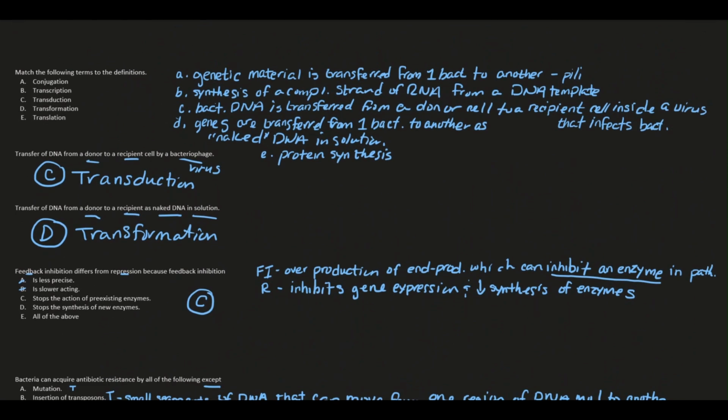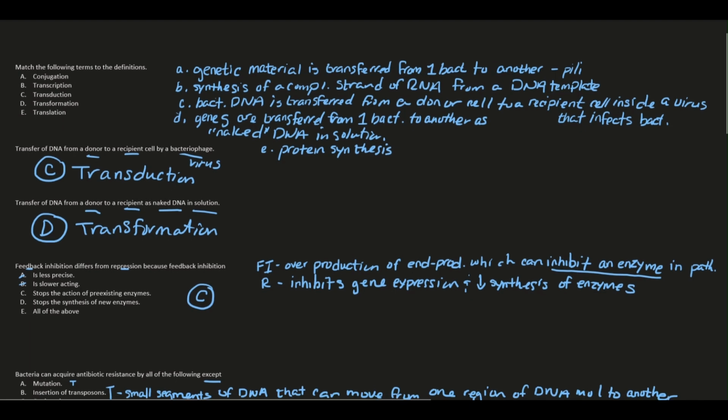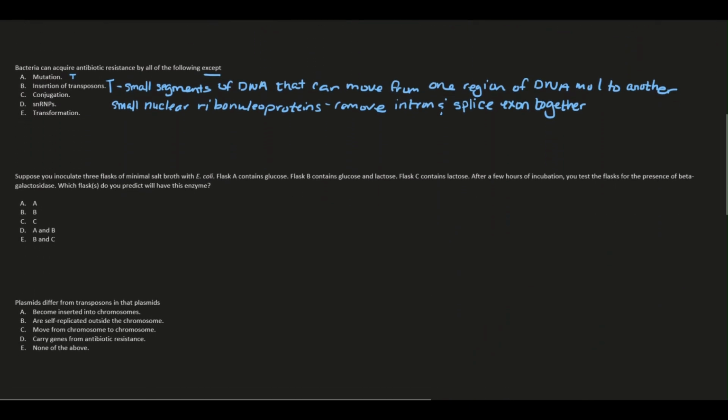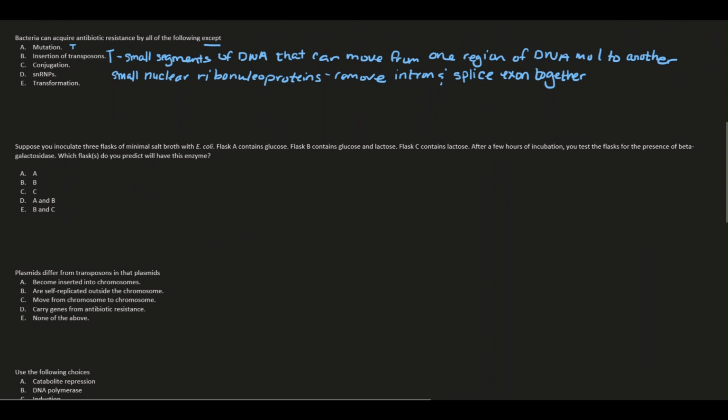Transformation, that's D. Genes are transferred from one bacterium to another as, quote, naked DNA in solution. So we have our definitions for our terms. And we want to know how bacteria can acquire antibiotic resistance. It can through conjugation, and it can through transformation. What's left is D. So the answer is SNRPs.